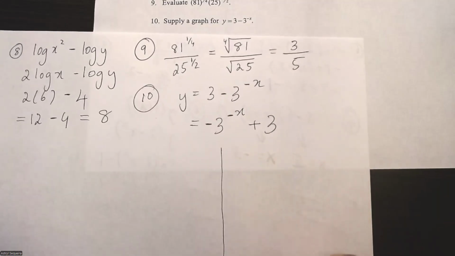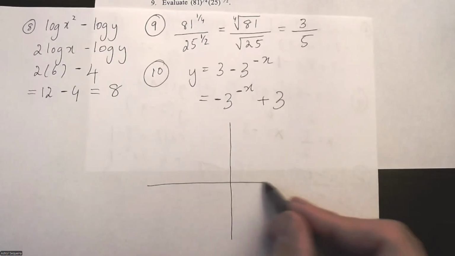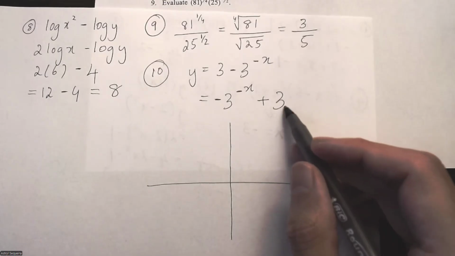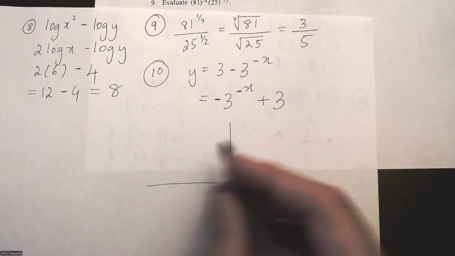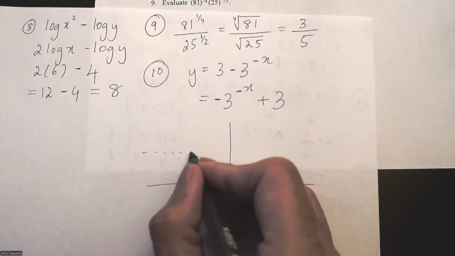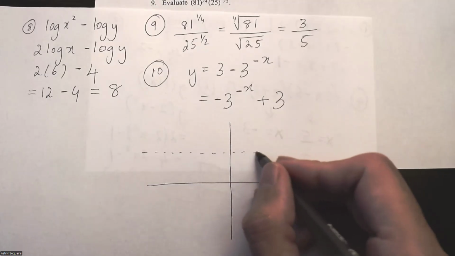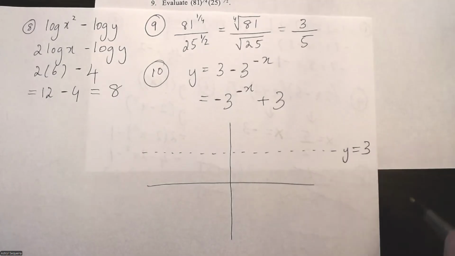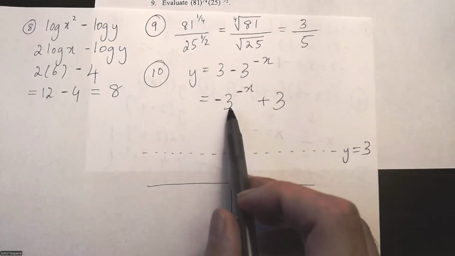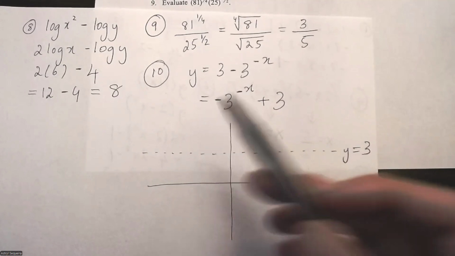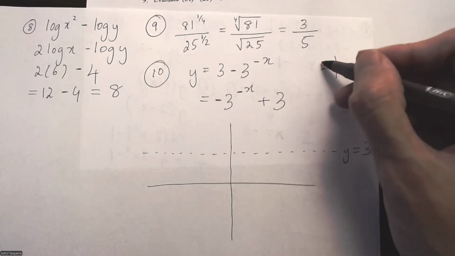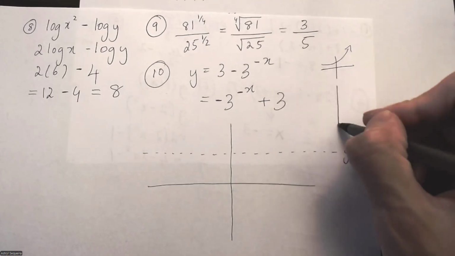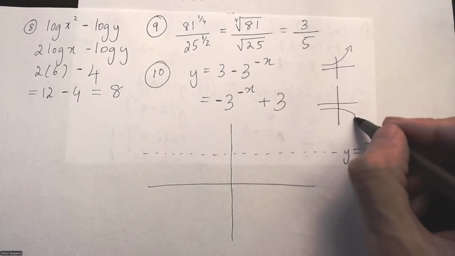So for an exponential function, the first thing you do is always draw your horizontal asymptote based on the number at the end, which is positive 3. So I'm going to draw a horizontal asymptote at y equals 3. Then you look at this number over here. If this number is larger than 1, it's exponential growth. And if this number is smaller than 1, it's exponential decay.